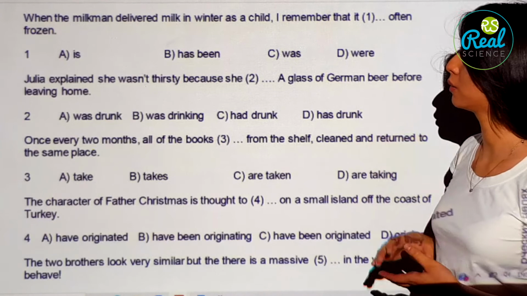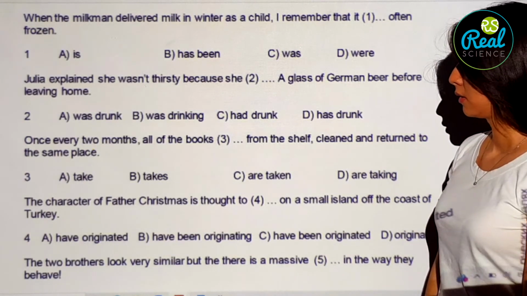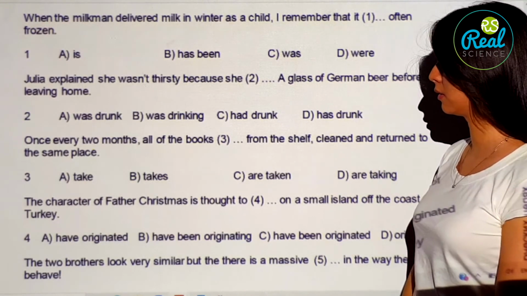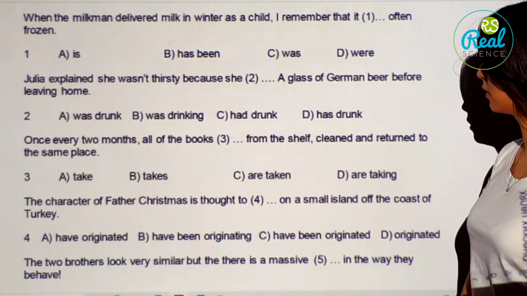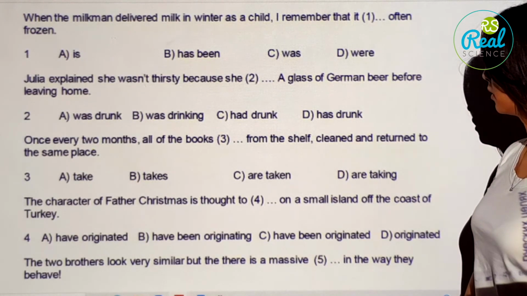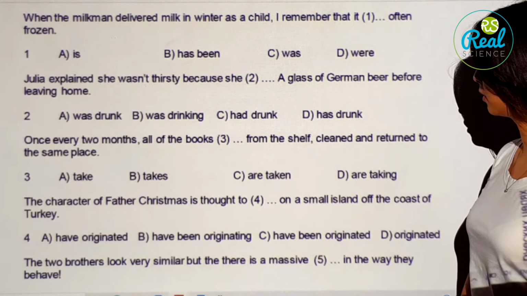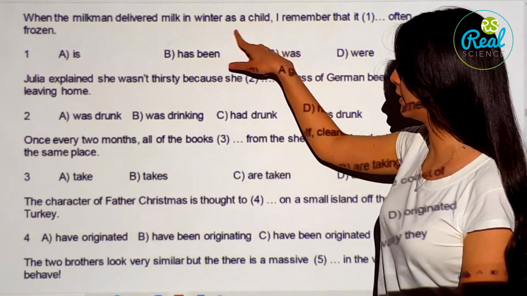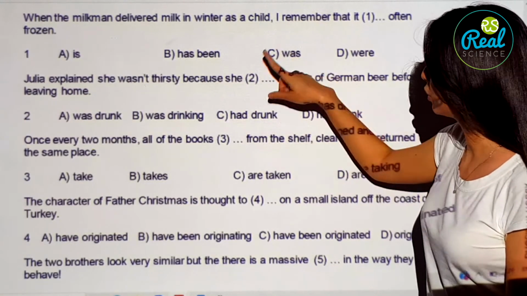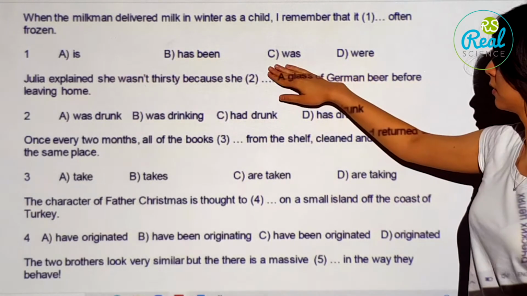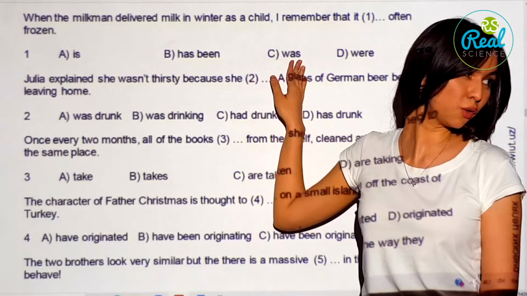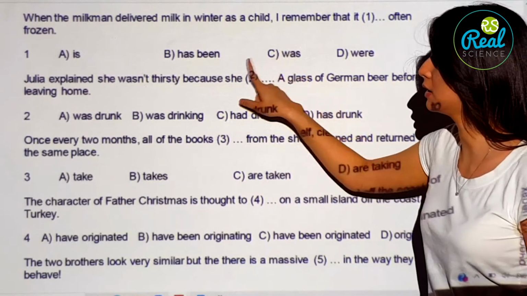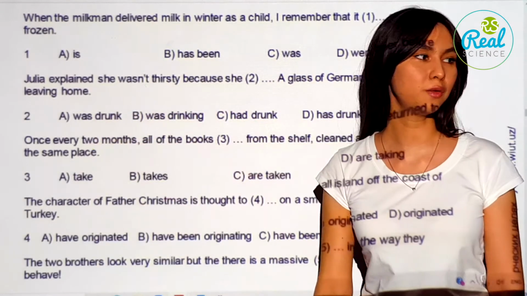When the milkman delivered milk in winter as a child, I remember that it is often frozen. Look, it was as a child, so it was in the past. So not is, it was often frozen. The correct answer is C1. Can you read the next one? Who wants to read the second?